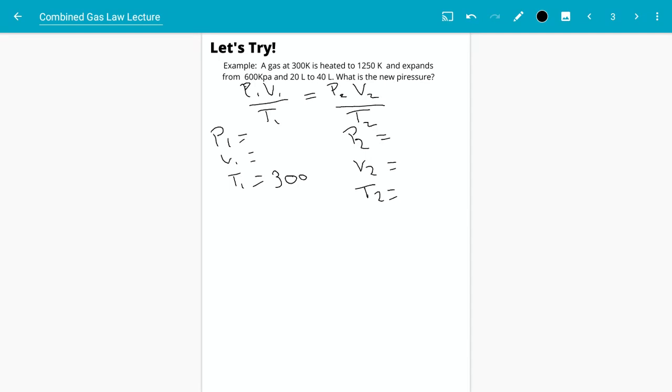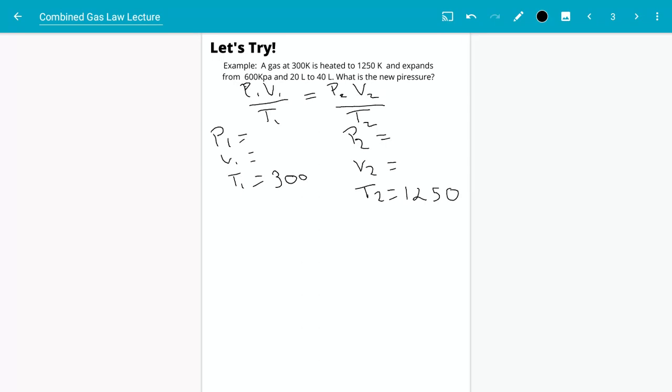Okay. Then I say it's heated to 1250 K. All right. So that is my T2. Okay. It went from 300 to 1250. And then it says it expands from 600... And sorry for that spelling error. I just noticed that should say new pressure, not new PR or whatever that says. Yep, teacher mistake. So anyway, it says it goes from 600 kilopascals and 20 liters to 40 liters.